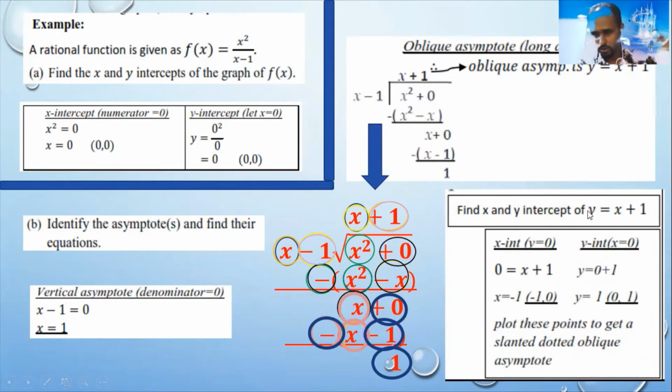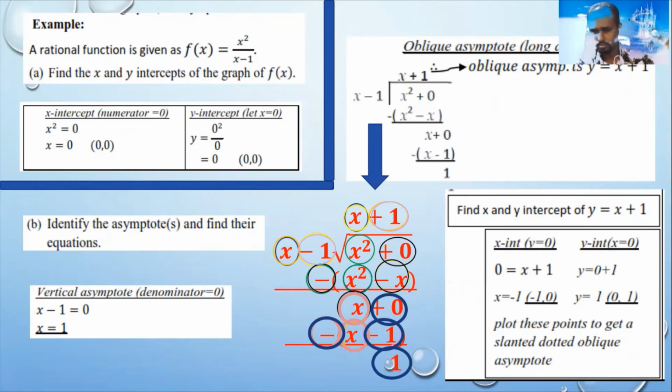Now, this is just an equation of a straight line. To find the x-intercept, put y equal to 0. To find the y-intercept, put x equal to 0. So that's what is done here. X-intercept, y equal to 0. In place of y, put 0. 0 is equal to x plus 1. Minus 1 both sides, x will be negative 1. So negative 1 comma 0. Y-intercept, same thing. Put x equal to 0. You'll get positive 1. So 0 comma 1.